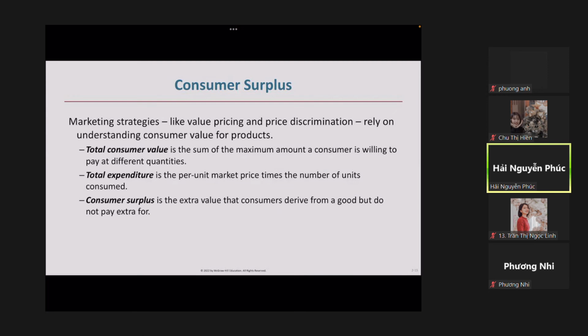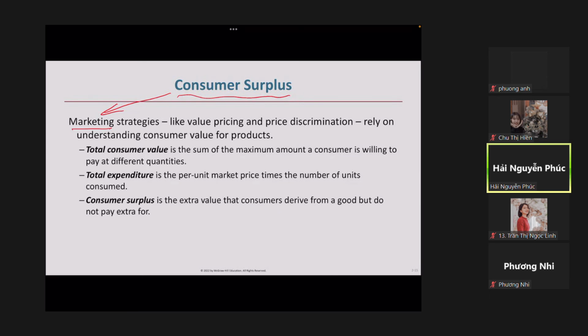Now the next point is about the consumer surplus. The idea about the consumer surplus is very, very important in marketing. It's a very important factor that affects the marketing decision of the company.